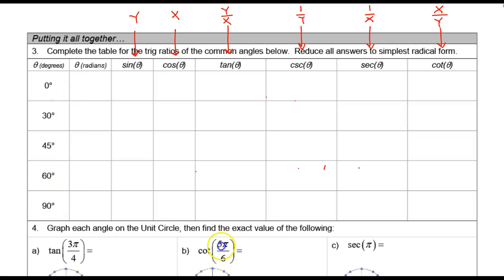Remember, 0 is 0 radians, 30 degrees is pi over 6 radians, 45 degrees is pi over 4 radians, 60 degrees is pi over 3 radians, and 90 degrees is pi over 2. Now I'm only showing you this table for the angles in the first quadrant. You're going to need to be able to extend this to quadrants 2, 3, and 4 with all the other common angles. I'm going to go ahead and quickly fill out sine and cosine before we talk about the others.